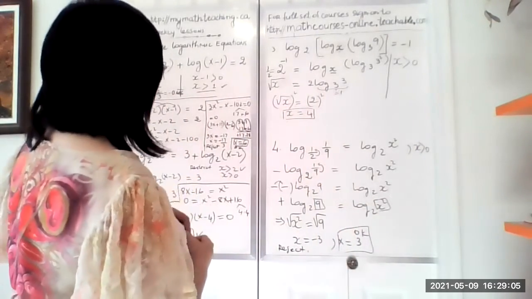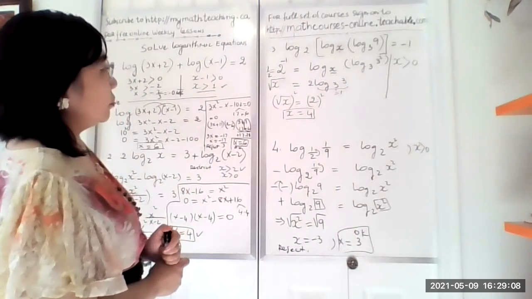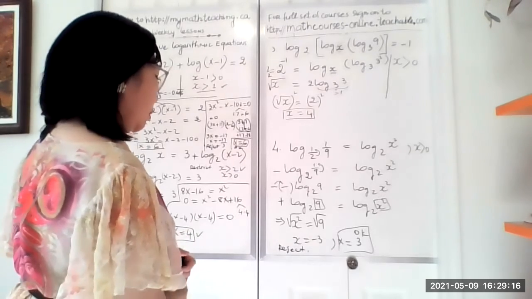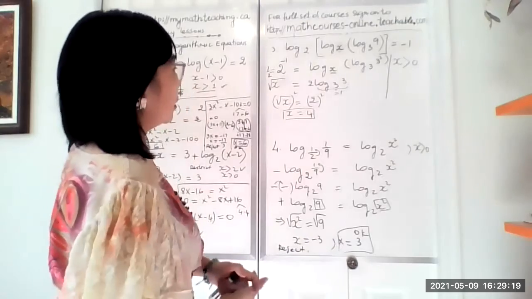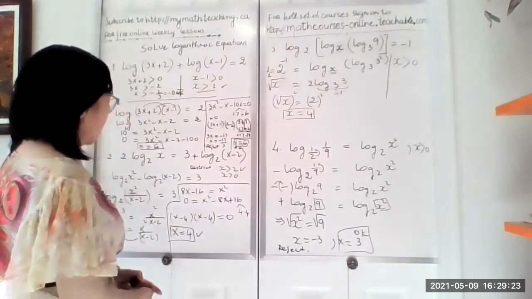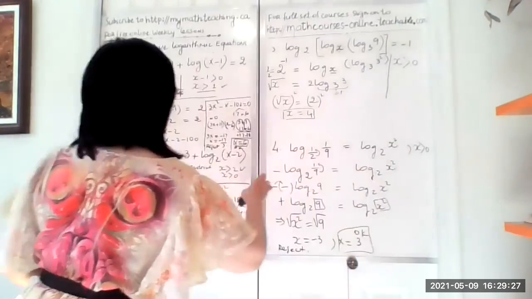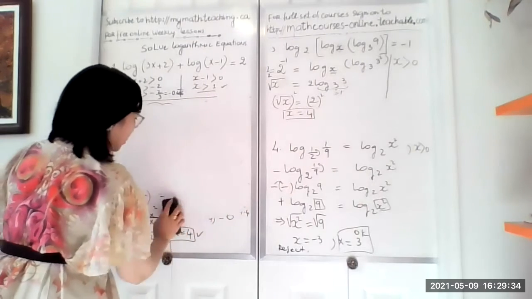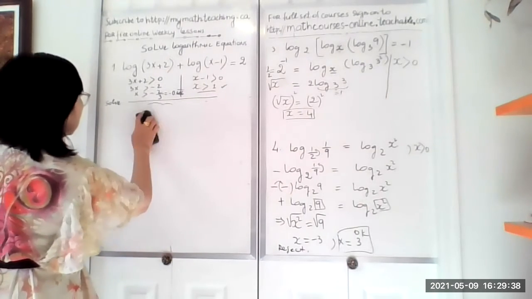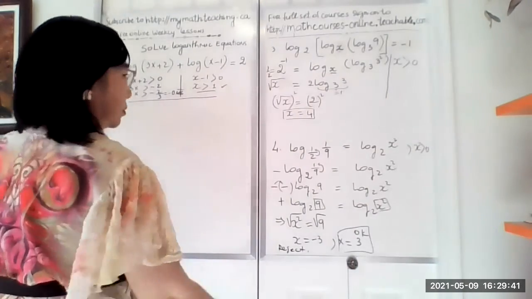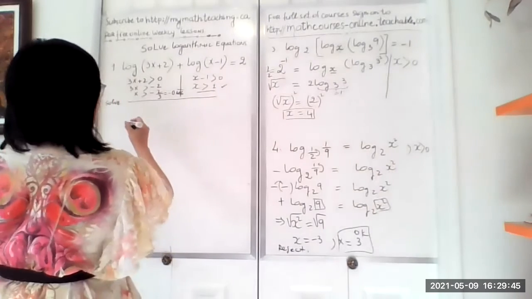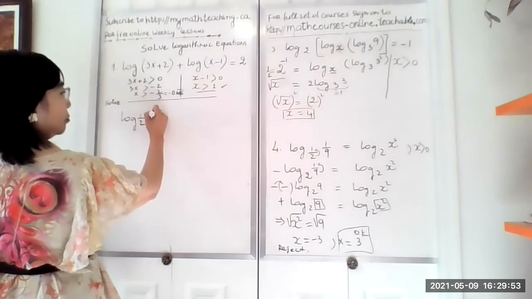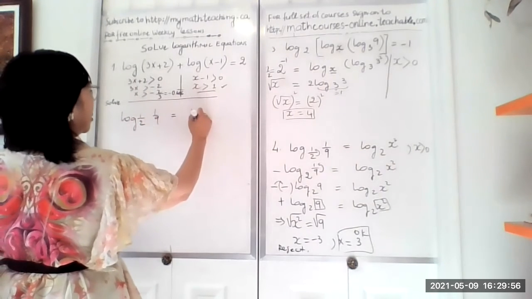So now let's find out if we can check one of the answers. Which one are we going to check? So maybe we can check the last question here. And for checking, I have to erase some of this so that we have a board to check. So let's check the last question, right? We check the left side and right side. So to check, we get back to the original. So the original says log 1/2 of 1/9 equals log 2 of x squared.